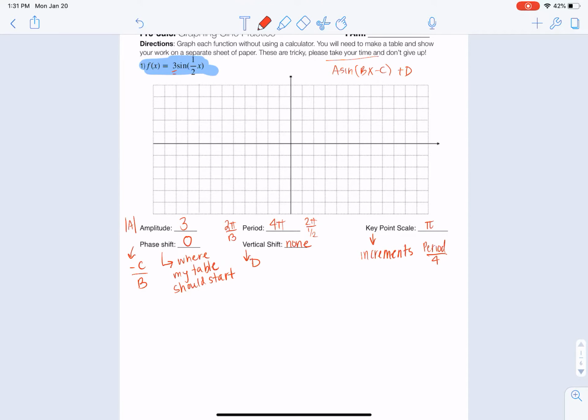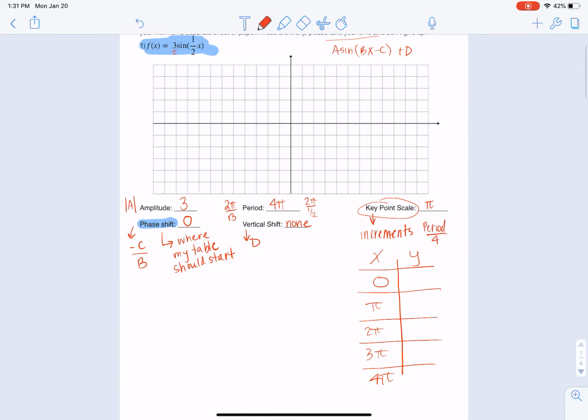So what I want to go ahead and do is make a table, and plot 5 key points. My phase shift is telling me where I should start my table, so I'm starting it at 0. And my key point scale here is telling me what I should increase my table by each time. So I'm going to add pi each time. So 2 pi, 3 pi, 4 pi. So I have 1, 2, 3, 4, 5 points. That will give me a really nice graph of an entire period with these 5 points.